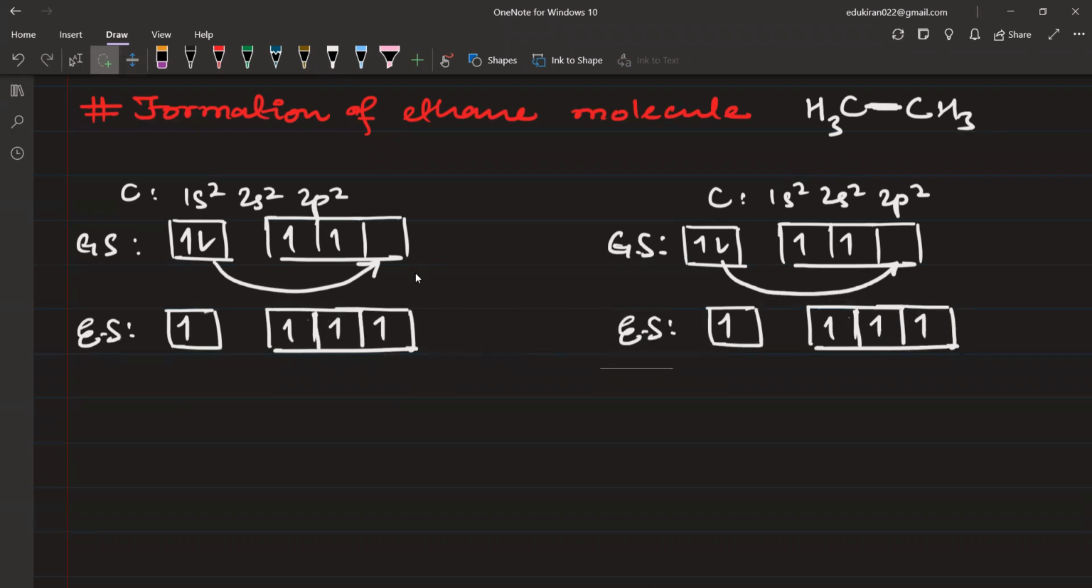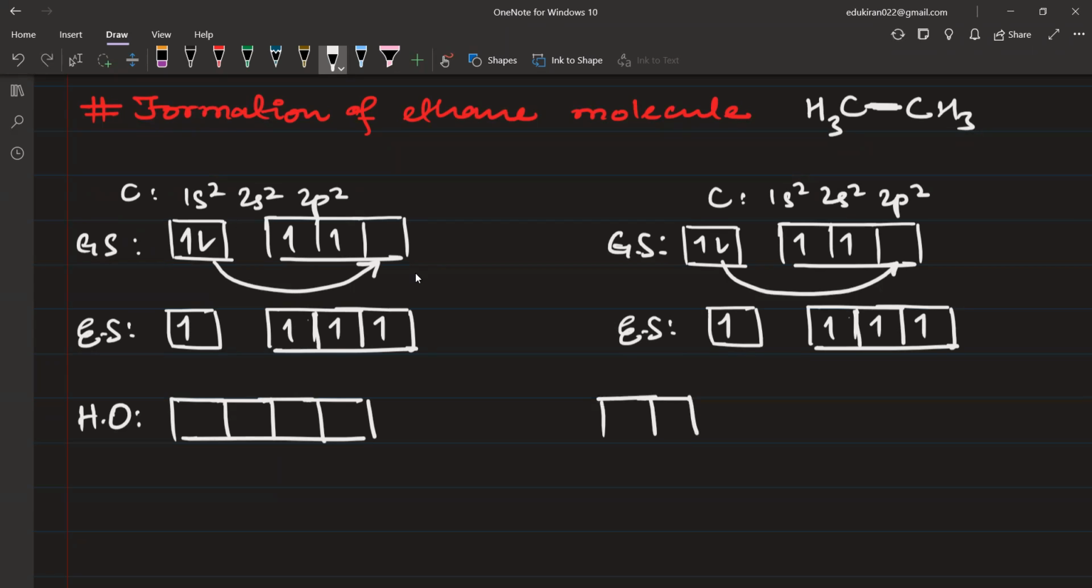Now, once we are done with excited state, we can form the hybrid orbitals. Now for hybrid orbital, all of these orbitals will be there, and there will be 4 sp3 orbitals. One, two, three, and 4. These are also the hybrid orbitals, okay? Now, all of these hybrid orbitals are containing, let us suppose, 1, 2, 3, and 4 electrons.